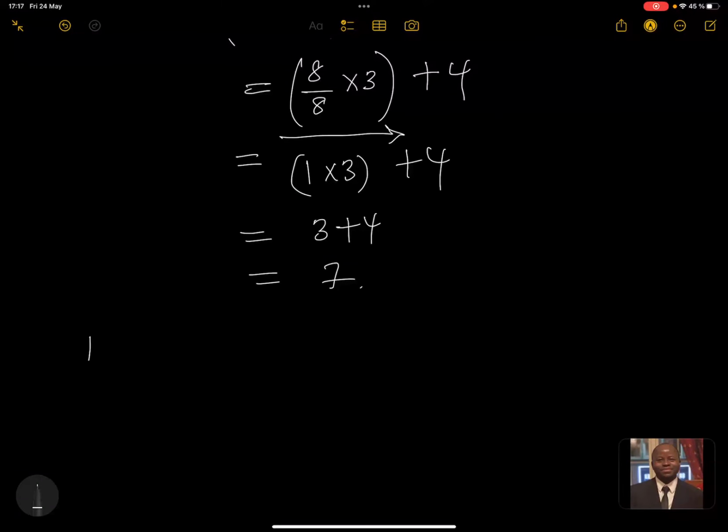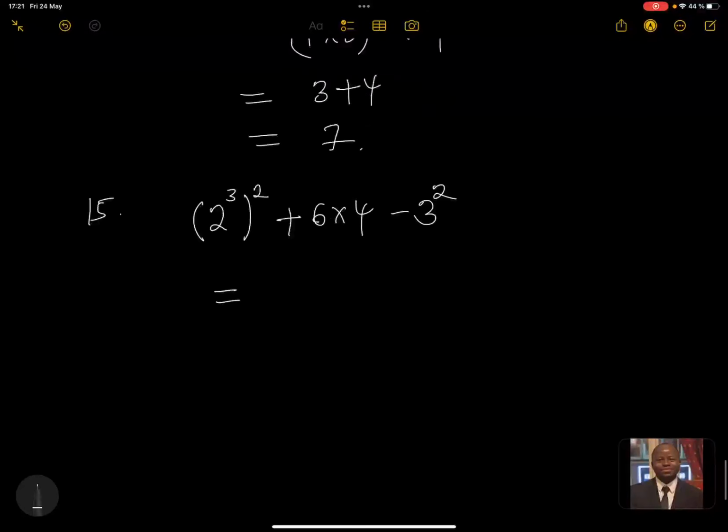So we go to the next problem, which is question 15. All right. To deal with this problem, what to do is simple. You start with PEMDAS according to the rule. You deal with what is in parentheses. So in this case, we start with this, right? 2 to the power 3, that is going to be 8. Then squared plus 6 times 4 minus 3 squared.